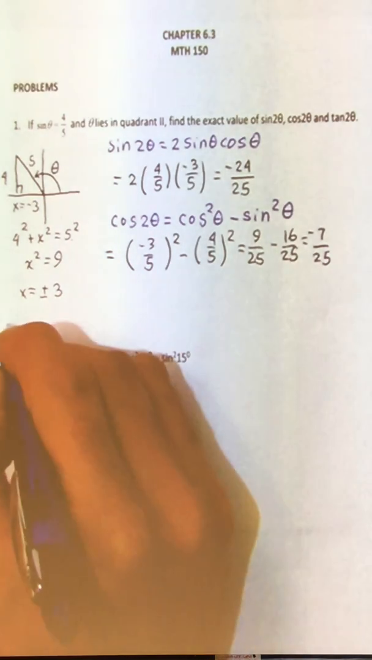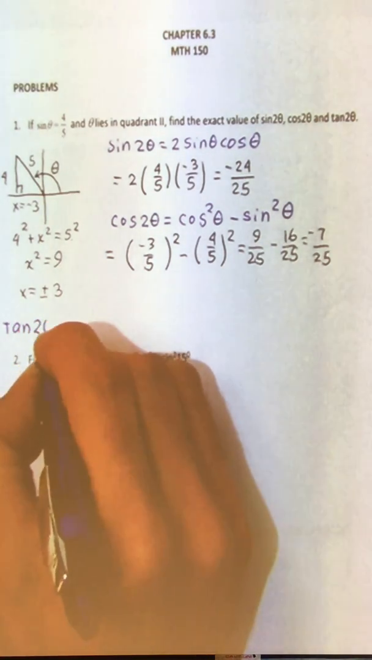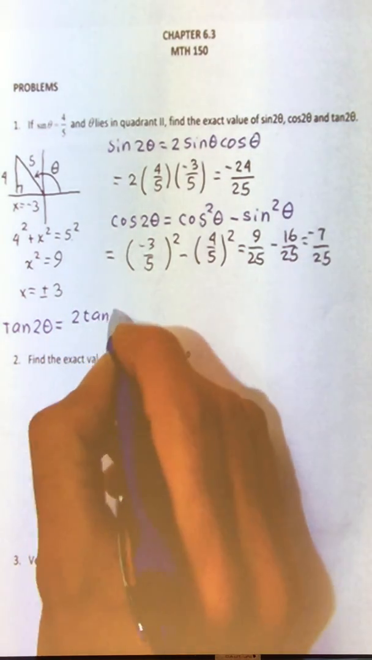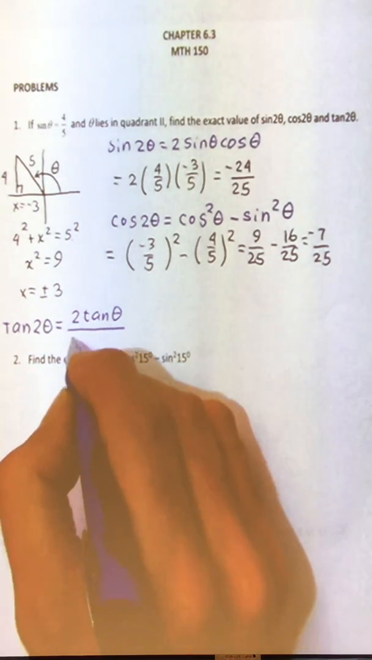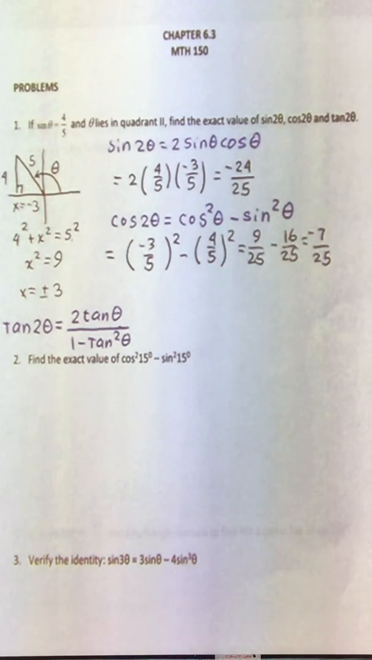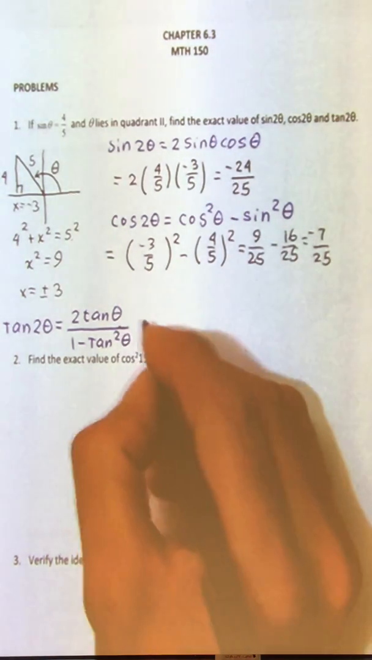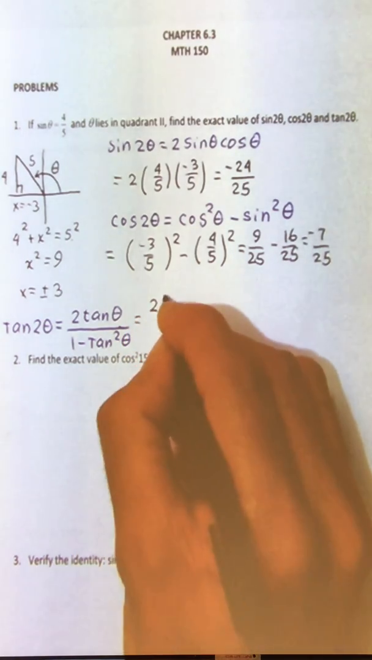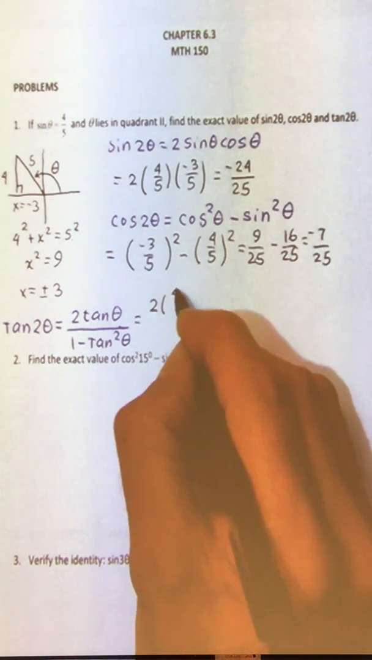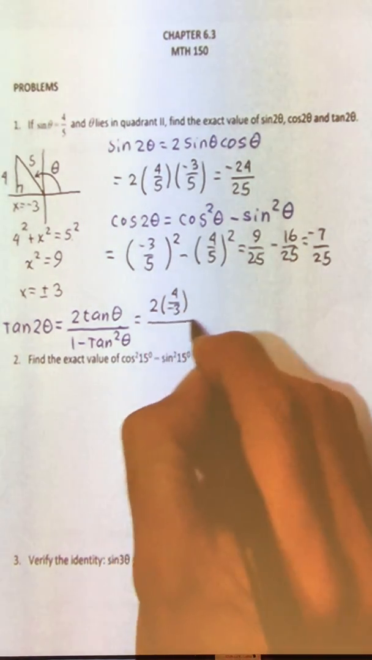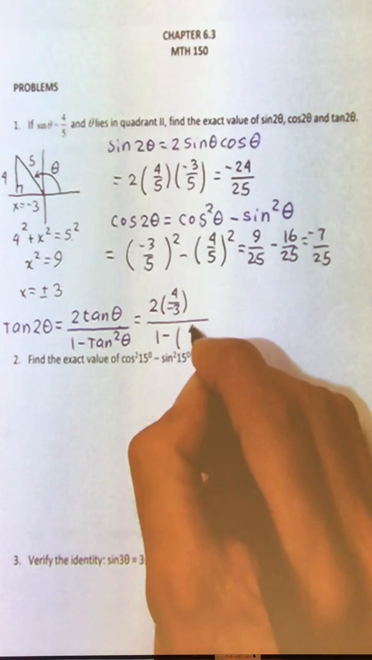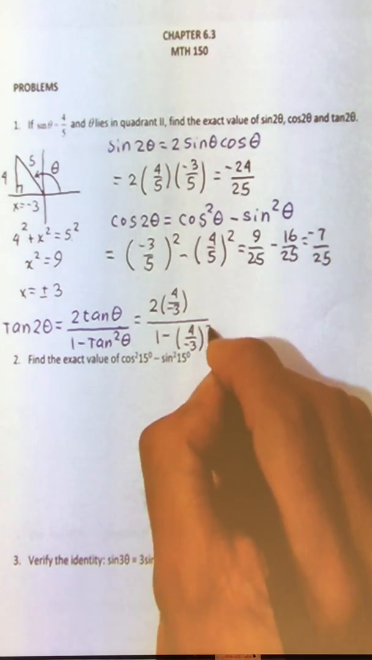The tangent, squeeze the identity in here. The tangent of 2 theta has only one identity form, and that is twice the tangent of the angle divided by 1 minus the square of the tangent of the angle. So we'll pull those values off the triangle, and then we'll have some arithmetic to do. 2 times the tangent, now the tangent's opposite over adjacent, so that'll be 4 divided by -3, divided by 1 minus the square of the tangent of the angle, and tangent of the angle is 4 divided by -3, and we have to square that.